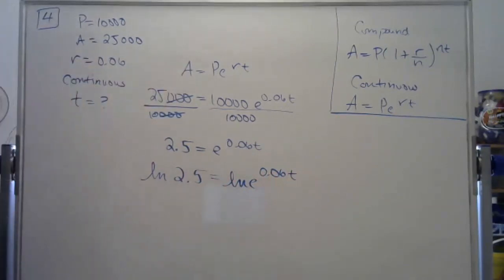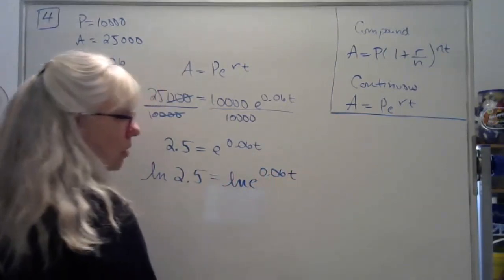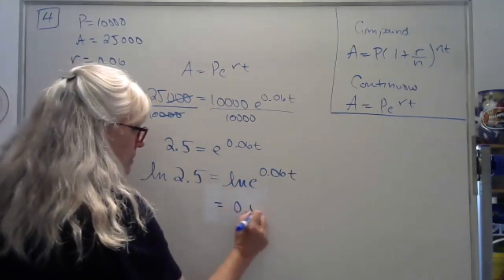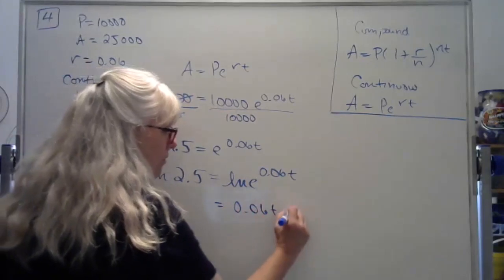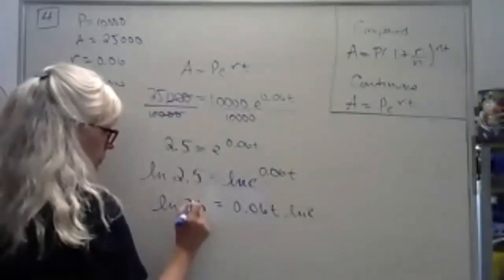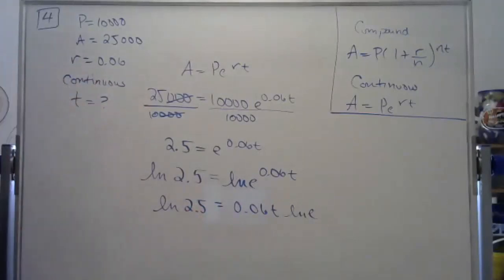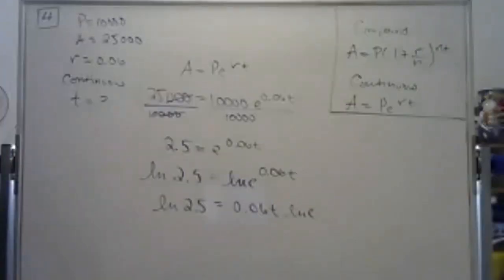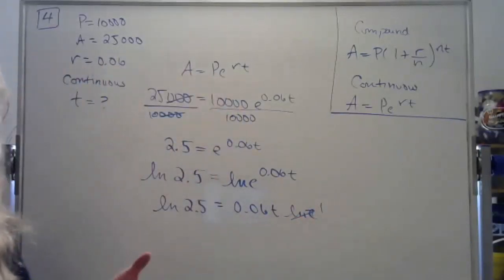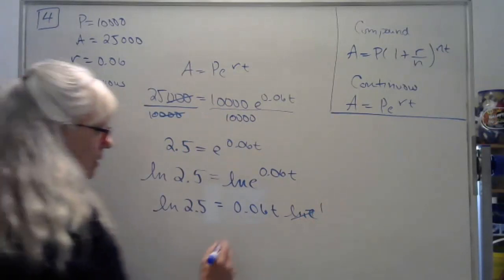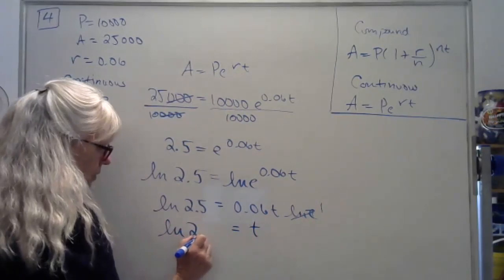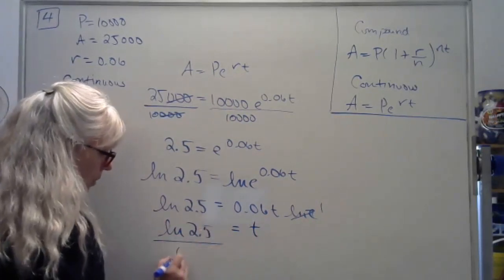Okay, now why am I using ln versus log base 10 or log base something else? Because over here on the right side, that lets me move the 0.06t out in front and have the natural log of E left over. Then I'll have the natural log of 2.5 equals that. And the natural log of E is 1. So that's going to disappear out of the calculation. So T is going to be equal to the natural log of 2.5 divided by 0.06.